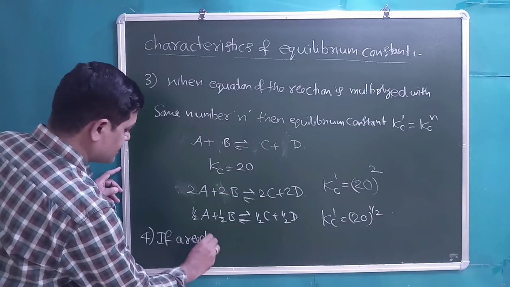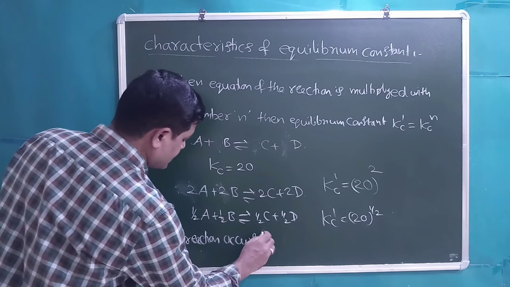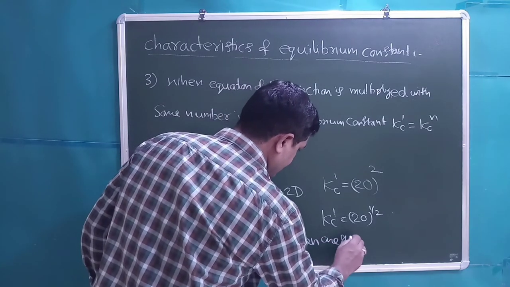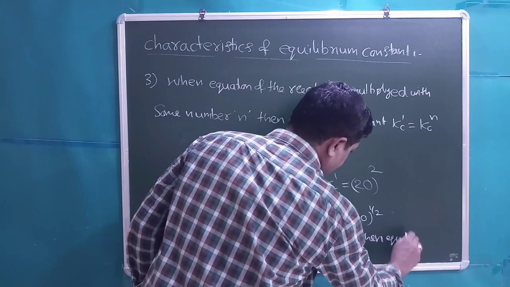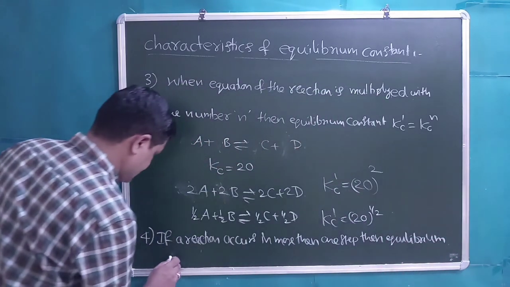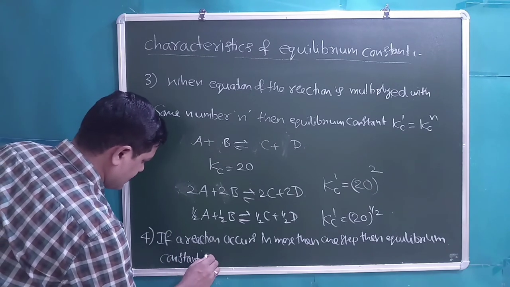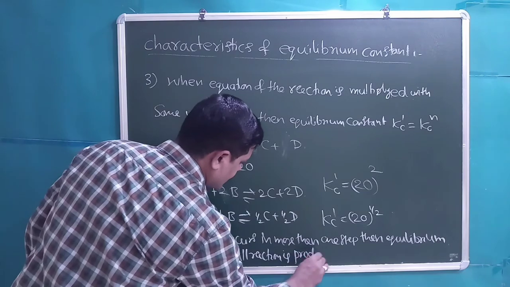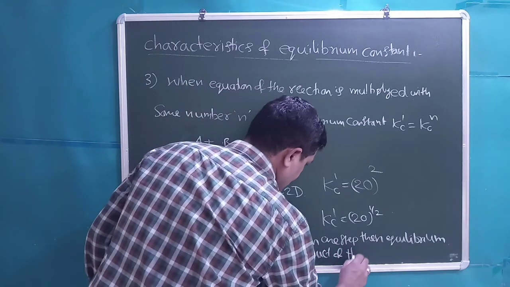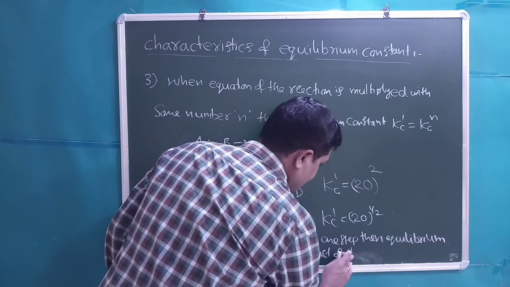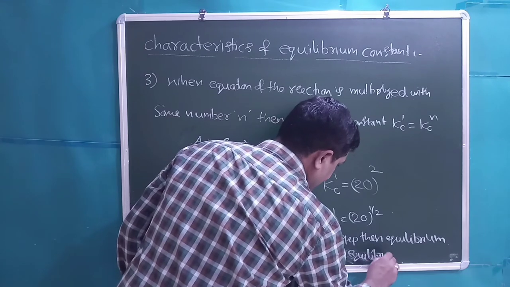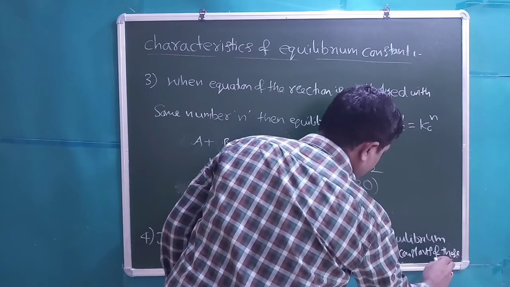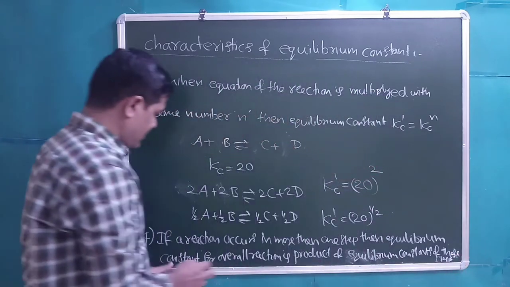If a reaction occurs in more than one step, then the equilibrium constant for the overall reaction is the product of the equilibrium constants of those steps. Students, let us take one example for this now.